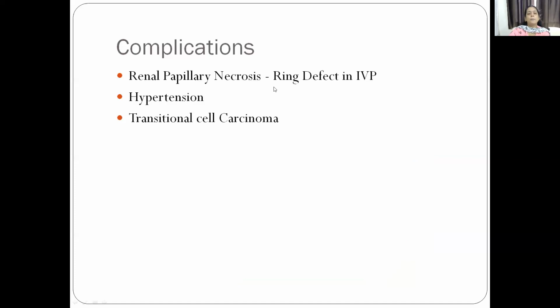So what are the complications of this? Renal papillary necrosis, which can be seen in the intravenous pyelogram, forming the ring defect. It can be associated with hypertension in the long term. It can also cause transitional cell carcinoma, very rarely.